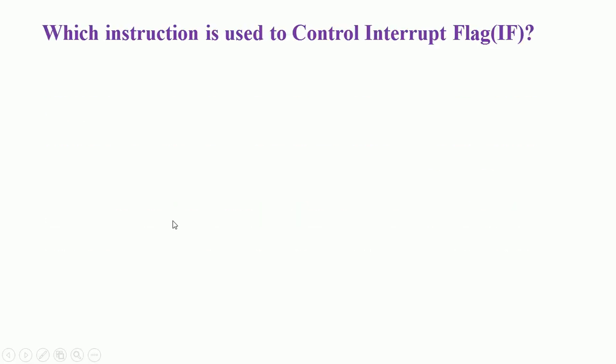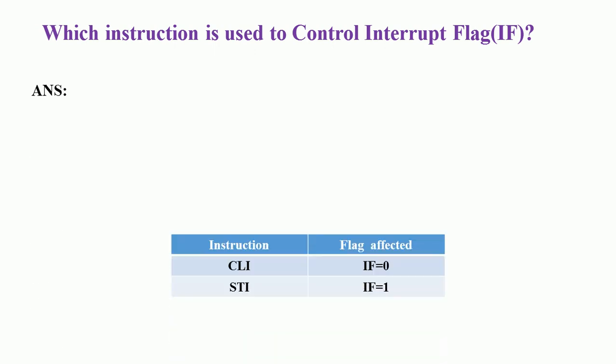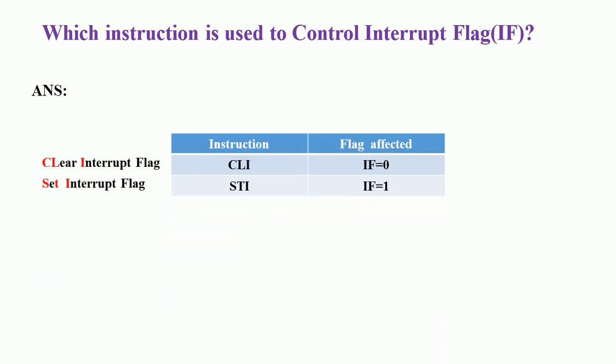Which instructions are used to control the interrupt flag? Your answer is this. We have two instructions. This comes under flag control instructions: clear interrupt flag and set interrupt flag. Do you know what a flag is? A flag is a flip-flop. It is 1 bit. It's a part of the flag register.